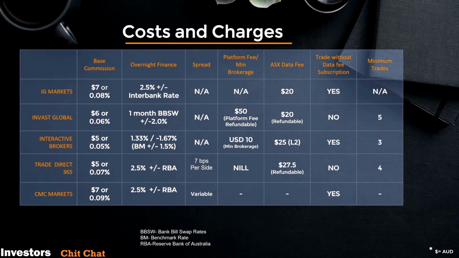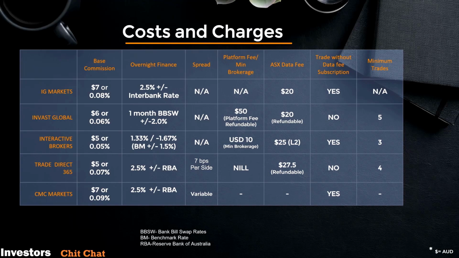It works slightly differently in the case of Interactive Brokers. They don't charge you a platform fee per se, but they would charge you the minimum brokerage fee that you need to generate per month. If you have not generated $10 brokerage fee in a month, the difference between that and the brokerage you have generated will be charged to your account. They also provide an ASX data fee subscription, which is $25 per month, which is non-refundable. In order to meet the minimum brokerage charge, you need to do at least 3 trades with Interactive Brokers.